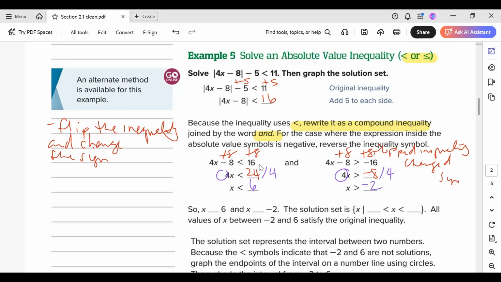So x is going to be less than 6 and greater than negative 2. So our solution set is, now it's going to be the most negative number first. So you're going to write negative 2 less than x less than 6. Remember, we're always going to go from left to right, which means negative to positive.